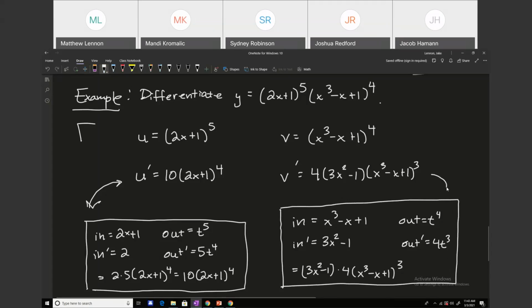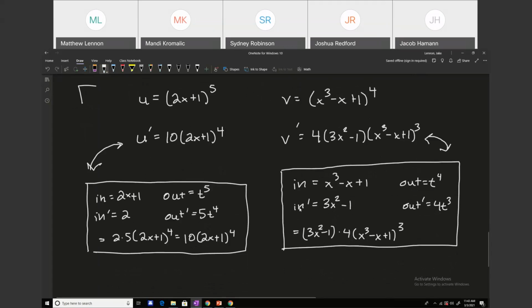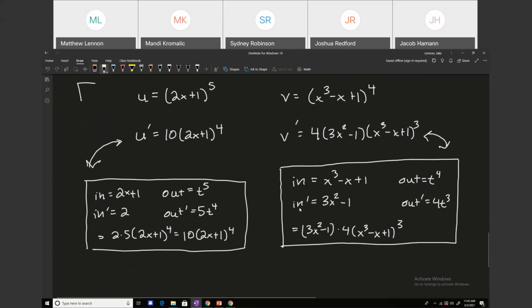Okay, so this is from this. Okay, so now we want to do the whole derivative. So y prime is the product rule, and it's going to be a big old mess, but again, I'm just multiplying diagonally. So u prime times v. So I've got 10 times this (2x plus 1) to the fourth times (x cubed minus x plus 1) to the fourth, plus, and then I do u times v prime.